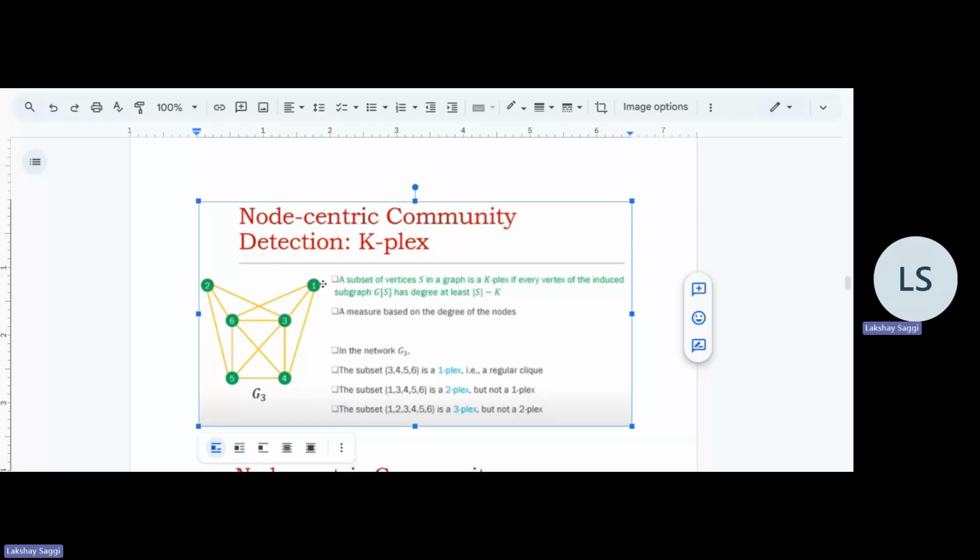But inside, if you just look at 1, 3, 4, 6, if you do not look at the 5, then there are 4 vertices present and minimum degree 2. So the subset of vertices 1, 3, 4, 6 is a 2 plex, but 1, 3, 4, 5, 6 is actually the correct one.